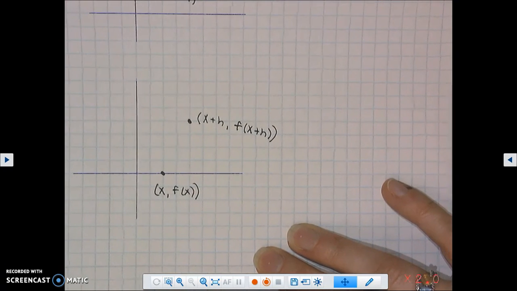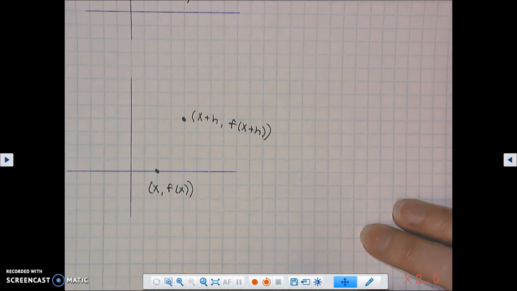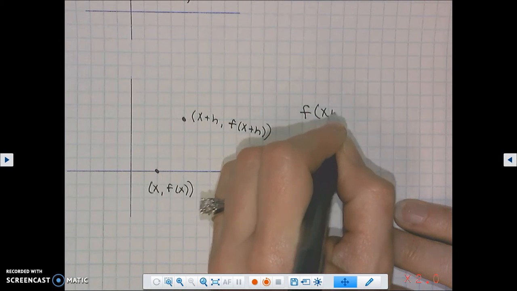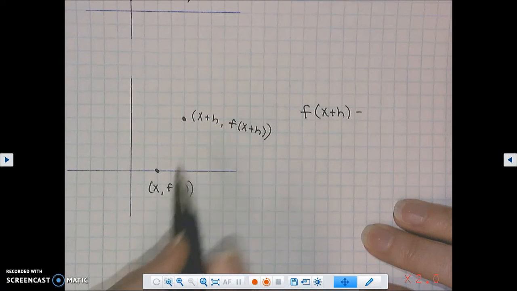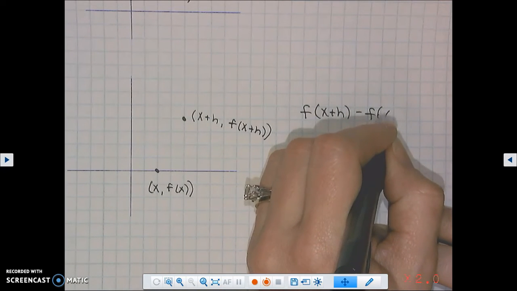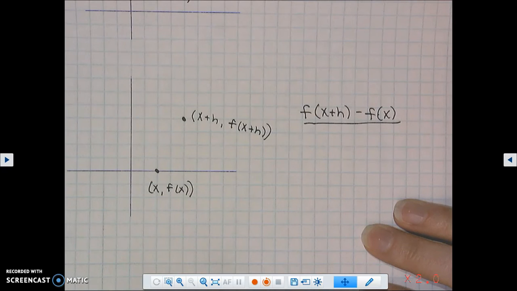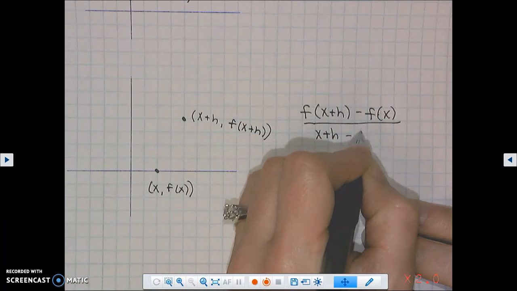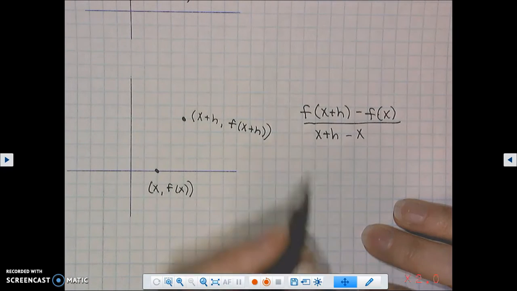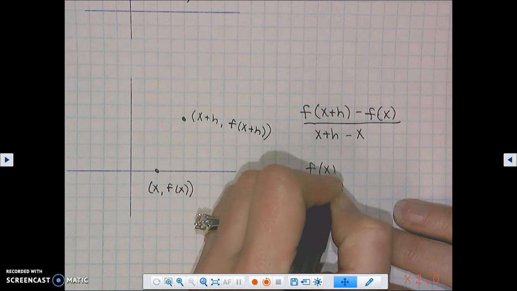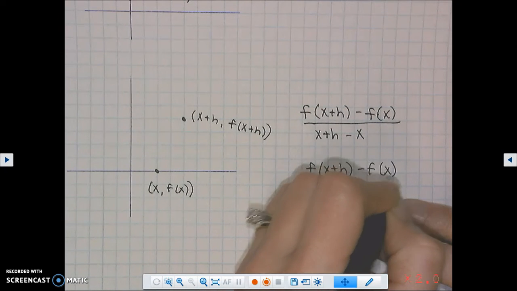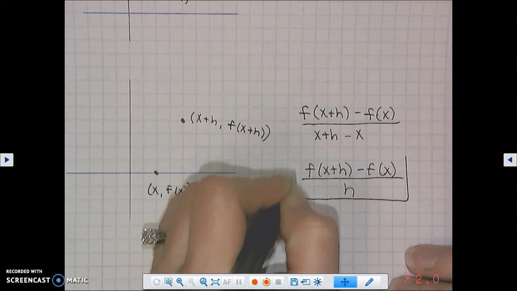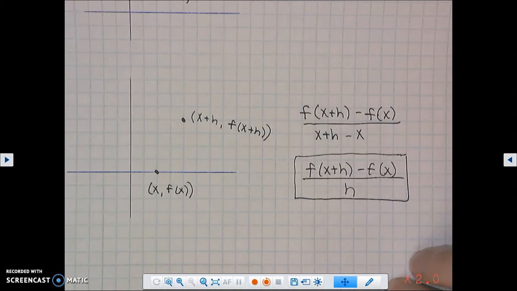If we use that same idea of finding slope between these 2 points, our slope would be the y coordinate of the one point minus the y coordinate of the other point. Then here we take the x coordinate and subtract the x coordinate from the other one. If we look at this, it simplifies to f of x plus h minus f of x, all over, those x's cancel out, and we just get h. So this is the formula that we're going to be using.